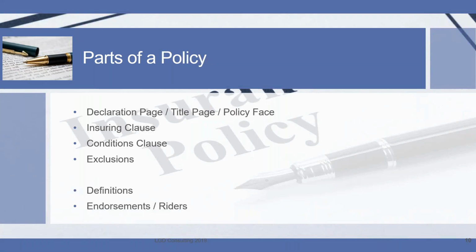Okay. All right. So that was parts of a contract. Now we have to look at parts of a policy. And for parts of a policy, we have four parts. We have the declaration page, which is the first page of the policy.